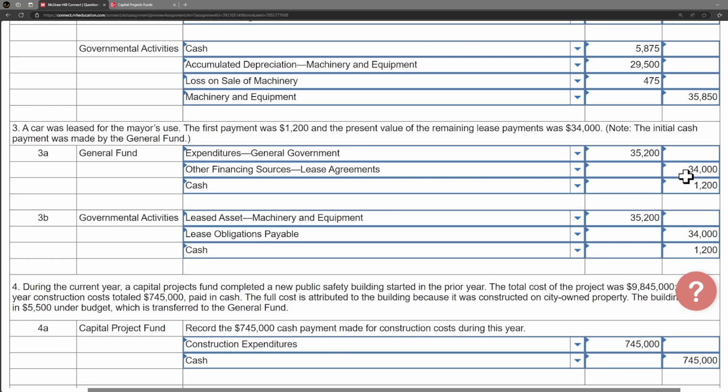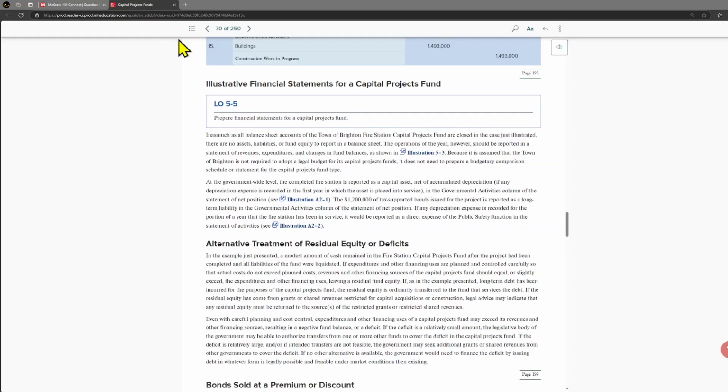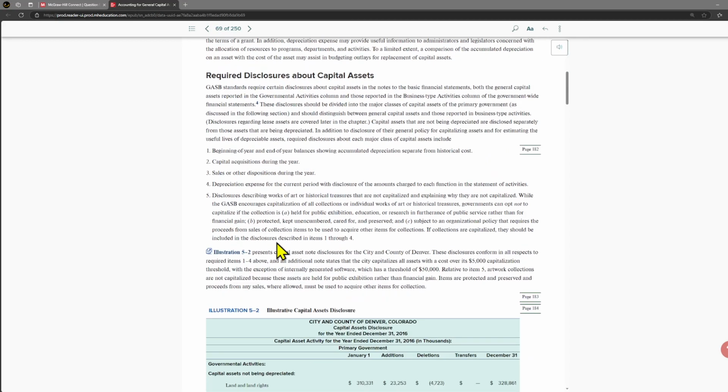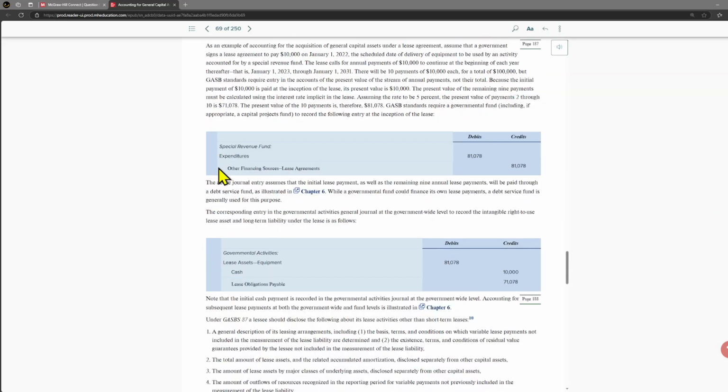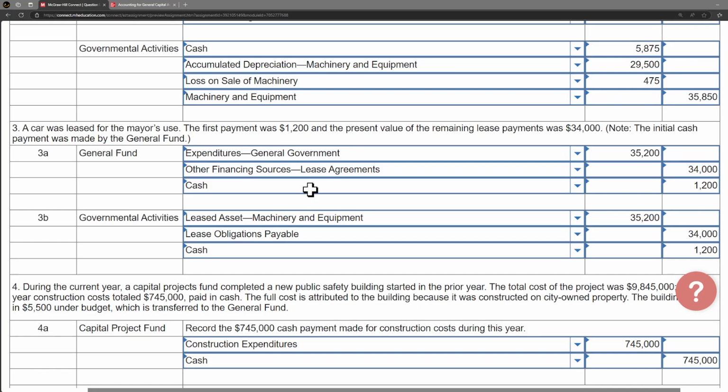Number 3, a car was leased. First payment was $1,200, and the present value of the remaining lease payments was $34,000. So here, as opposed to if we go back and just take a quick look, now I don't know why we didn't have the cash payment in this particular one, but normally I would have thought there would have been a cash payment. It says something about assumes the initial payment will be paid through a debt service fund. So maybe it's because it's a service revenue fund and a debt service fund. But this is kind of what I would expect to see from this journal entry.